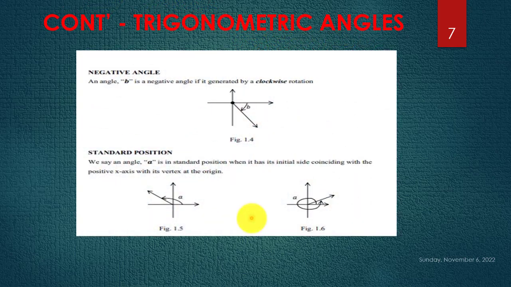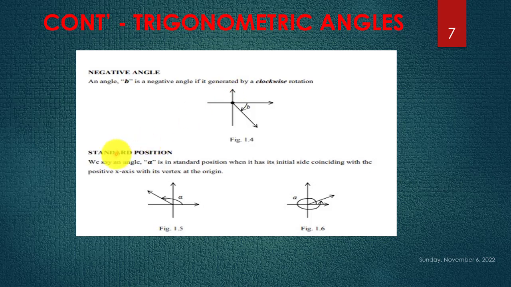Let's also consider the figures on the screen. This talks about another type of angle, that is the negative angle. When do we say an angle is negative? An angle is negative if it is generated by a clockwise rotation. Then we say that particular angle is a negative angle.